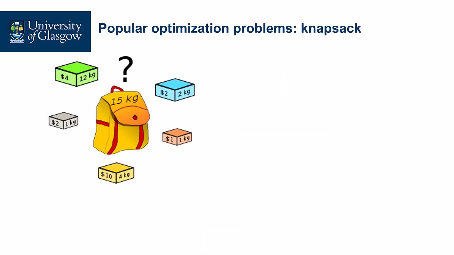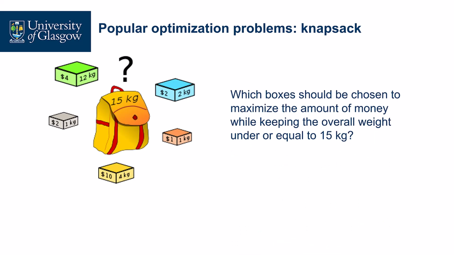So now you have a bag, and the maximum weight of this bag is 15 kilograms. And you have several objects, right? So you can put them into the bag. Each one has a weight and a value. Now we want to maximize the value, but the weight can't exceed 15 kilograms. The question is which boxes should be chosen to maximize the amount of money, but we have to keep the overall weight of the bag under or equal to 15 kilograms. This problem we call the knapsack problem.